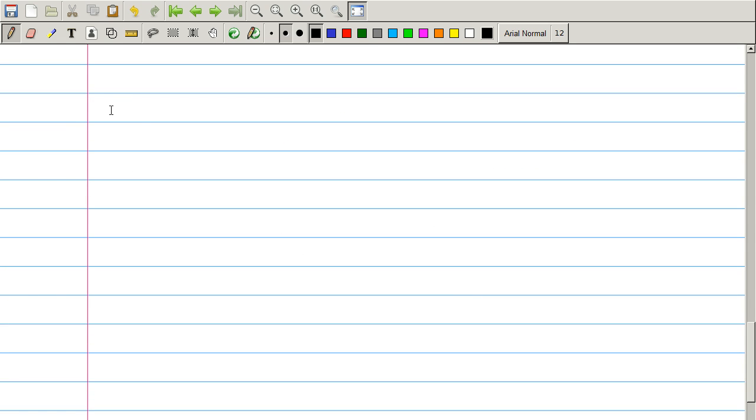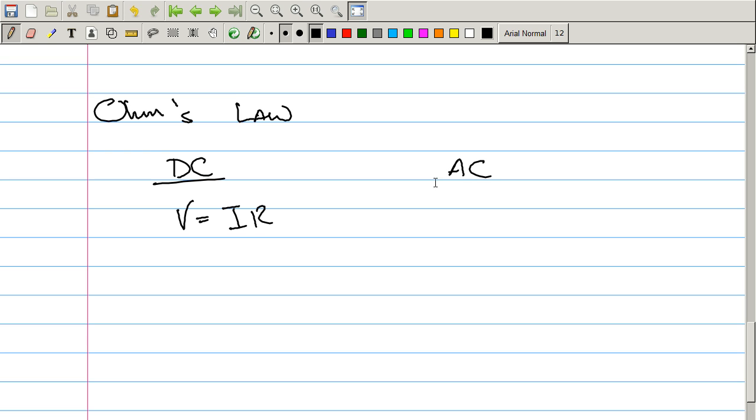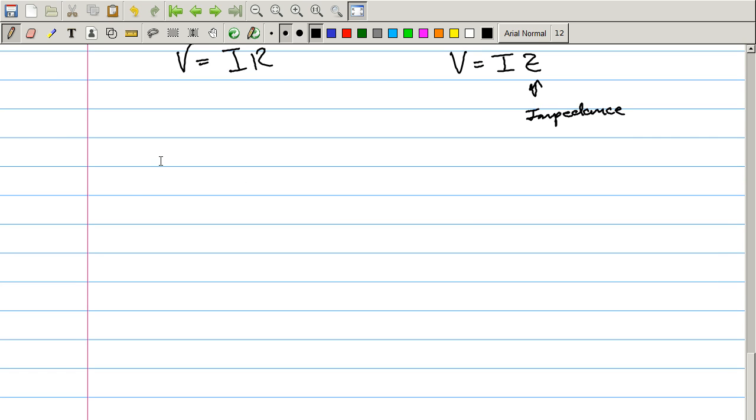So if you remember in DC, there's something called Ohm's law. Ohm's law for DC says V equals IR. In AC, V equals IZ. What's Z? This is impedance. Now this is where the trickier math comes in. Impedance is the complex relationship, meaning part of it is real, part of it is imaginary.